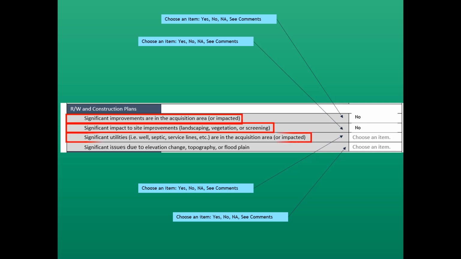Third question, are there significant utilities that are going to be affected? Well, are we taking a well? Septic system, are we taking a septic system? Service lines that are running to the property from utilities along the front of the street, are we severing those? Are those in the acquisition area, or are those things impacted? And the answer to that question also is no. And finally, the last question under right-of-way and construction plans: are there significant issues due to elevation change, topography, or floodplain? And the answer to that is also no. Nothing of significance that is impacting the property.